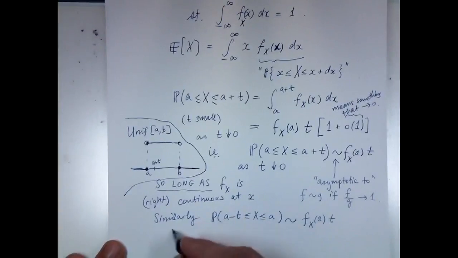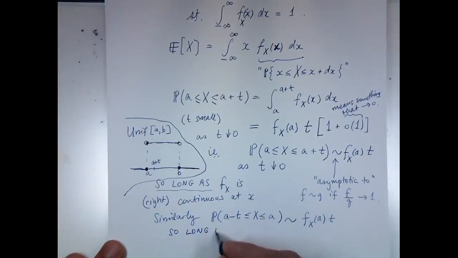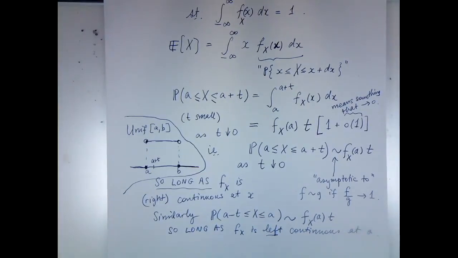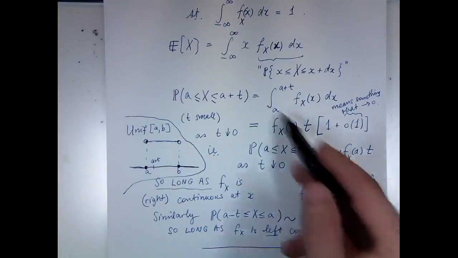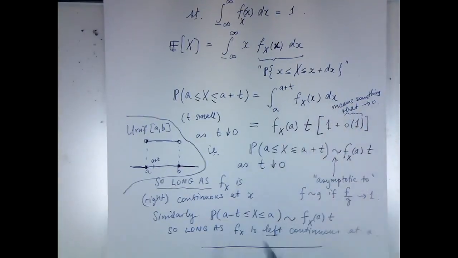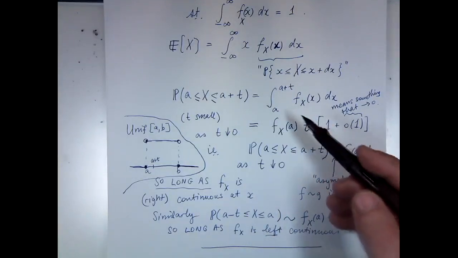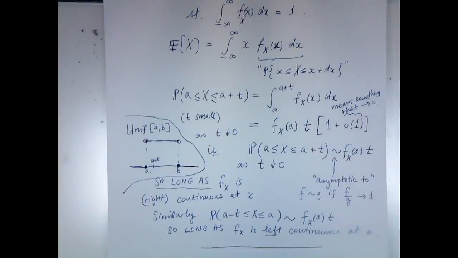But so long as f_X is left continuous at A. And of course, if you want an interval that spans T on both sides, you would have to have both left and right continuous, in other words, continuous at A. Okay, I like to say this because some people think integrals are the only things you can do with densities. Even if you can't integrate, you can still say something, and it does follow from abstract theory of integration, because for a continuous function, the integral is close to the value times the length of the interval. So that's the reason for that.